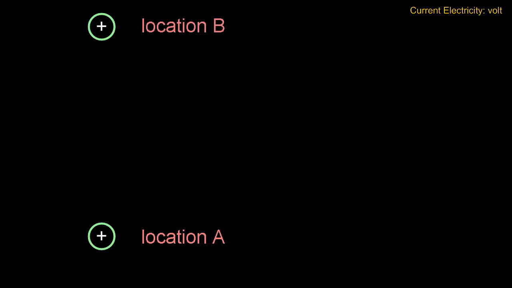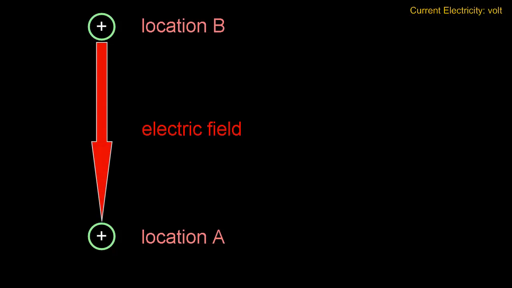Let's take a look at another scenario. This time we have a positive charge at location A and another positive charge at location B. And we know that between these charges is an electric field, which means the charges are repelled. There is a force pushing them apart.